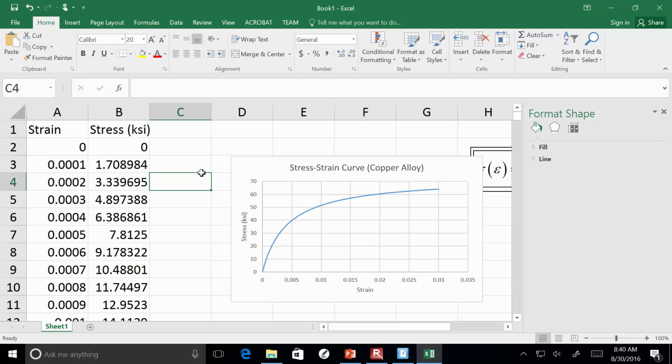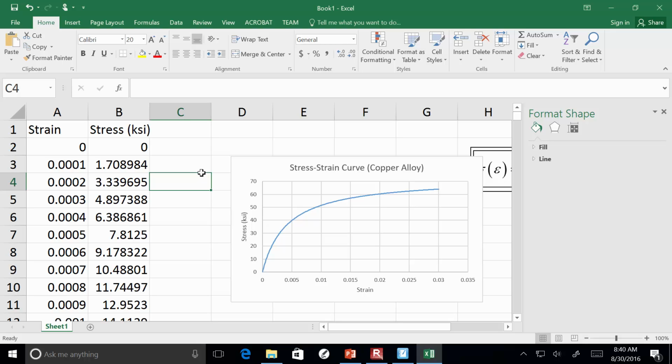Now, a couple problems with this data. We don't have that nice, pretty yield section, that yielding plateau that we would like to say, there's our limit. It doesn't exist. So this is a problem where that 0.2% offset would be very, very nice.